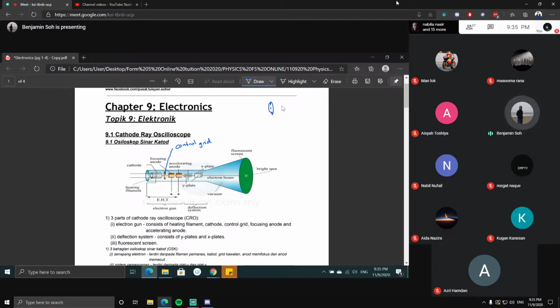After the focusing anode, there's another anode called the accelerating anode. The accelerating anode is for sure to accelerate the electron beam, isn't it? With a name like accelerating anode, it accelerates the cathode ray, the electron beam. They make it go faster, understand?